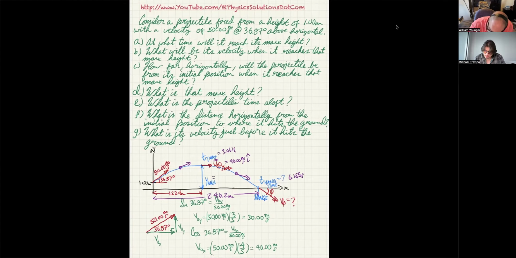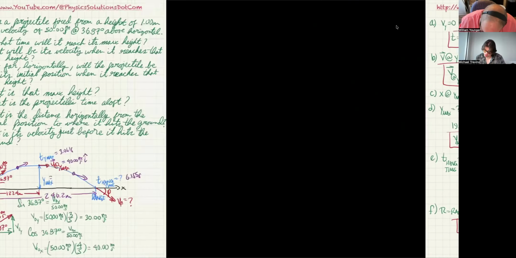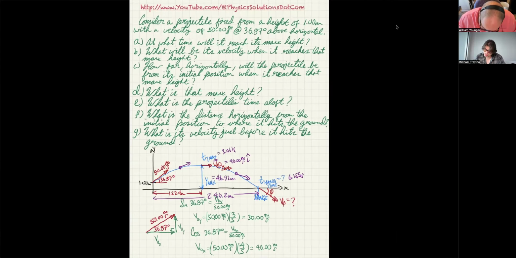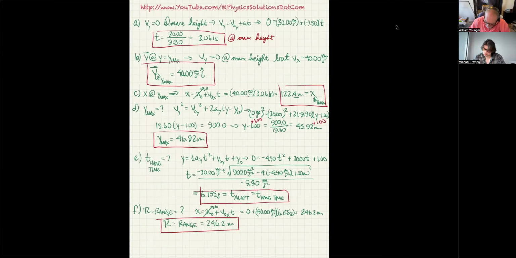We also found that the max height, did I actually solve for that one? What is the max height, part D? Yeah, 46.92. So now I've sort of filled out all that stuff except for the final velocity, which we'll do in a second. So I've gotten part F, which is the range. And then all we have left is what is its velocity just before it hits the ground. V final equals question mark.